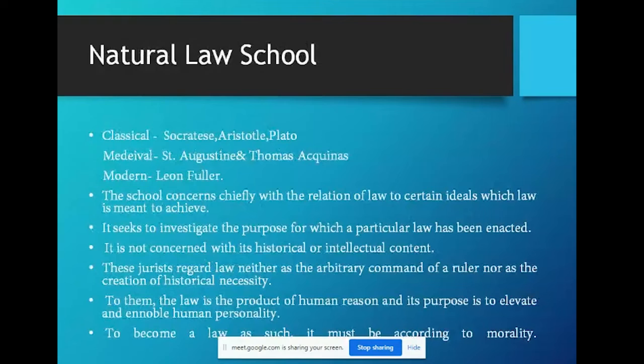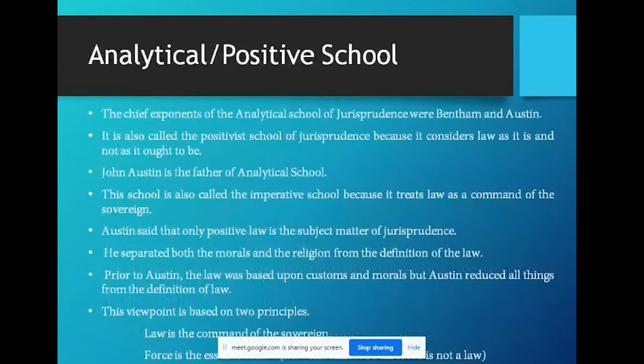First one is the natural law school. The main supporters of this school differ in different periods. In the classical period, there are Socrates, Aristotle, Plato, and in the medieval period, there are St. Augustine and Thomas Aquinas. And finally, in the modern period, there is Lon Fuller. This school focuses on the relation of law to certain ideals which law is meant to achieve. They seek to investigate the purpose for which a particular law has been enacted. To them, law is the product of human reason and it must be according to morality. So these all are the things about the natural law school.